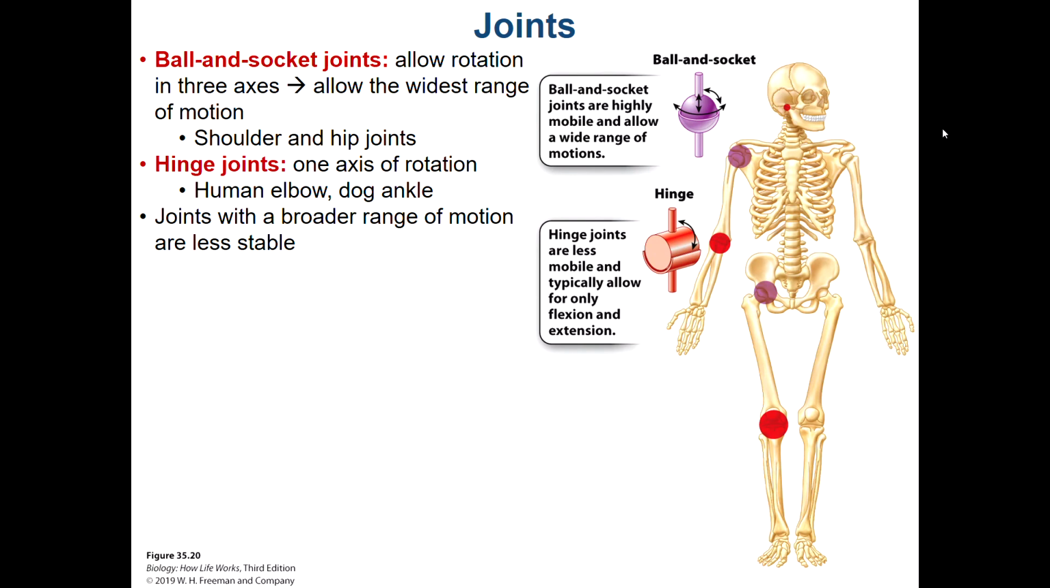Hinge joints allow one axis of rotation. An example of a hinge joint in the human is our elbows and our knees. Another example in other animals are ankles in dogs.